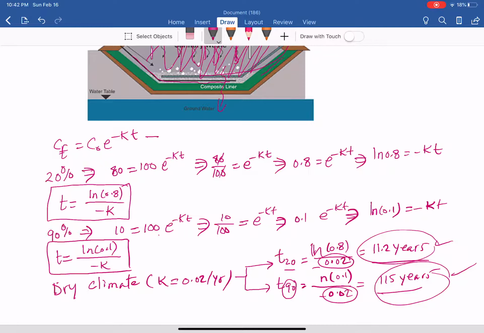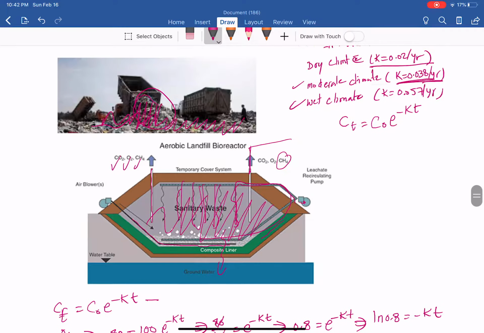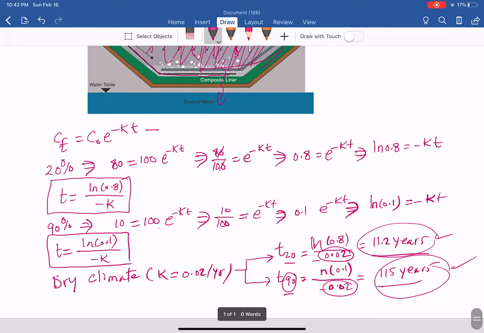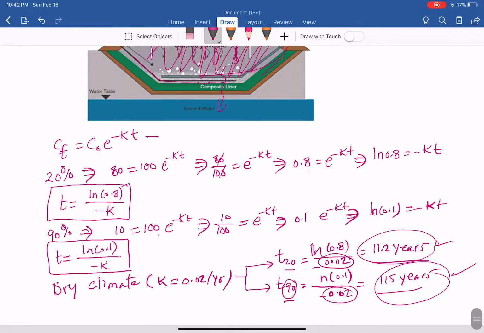What do you expect? Of course, in a moderate climate, it will take many years for this waste to degrade and for the organic material to be completely removed. For 90%, it will take a lot of years. What will happen in a wet climate, with K of 0.057? Same thing, the number of years will increase humongously, because of course you'll have more water, more leachate, and then more circulation.